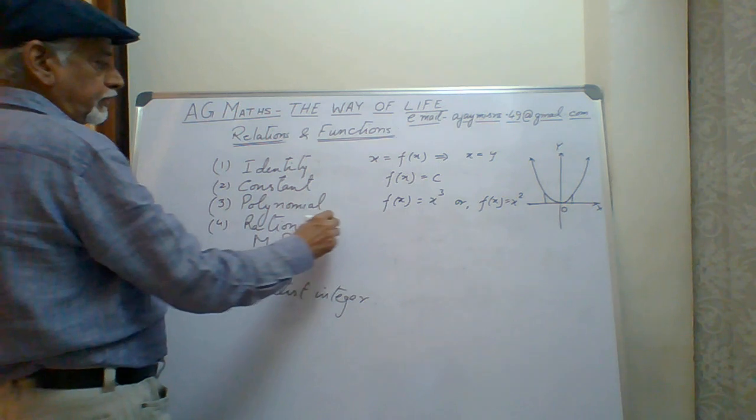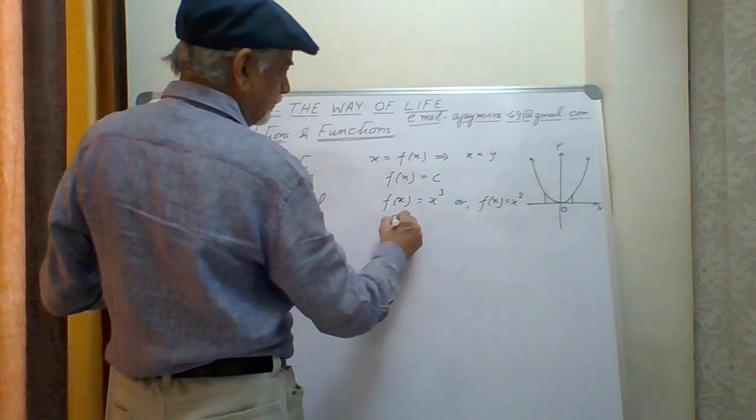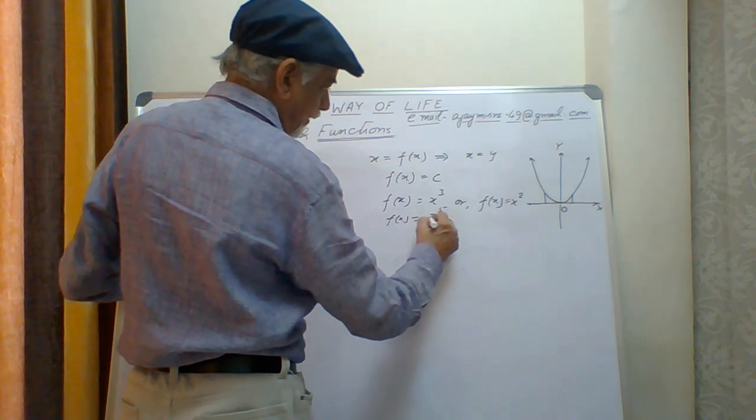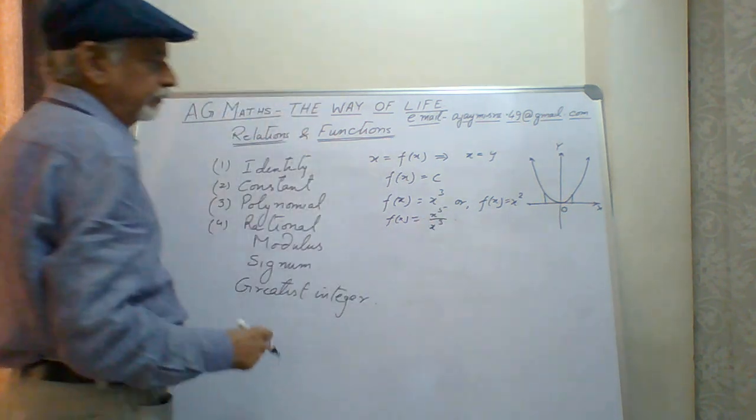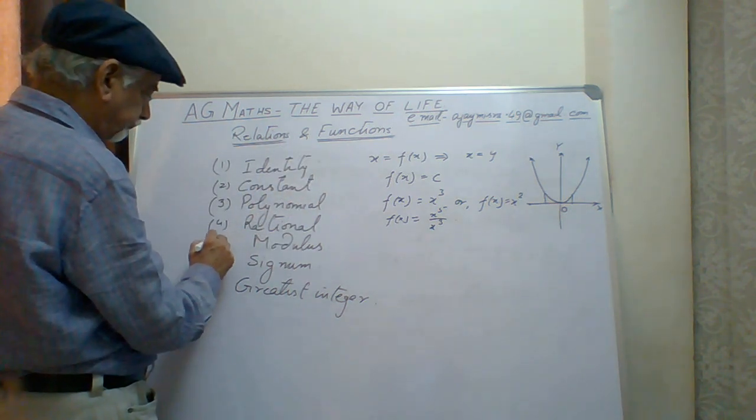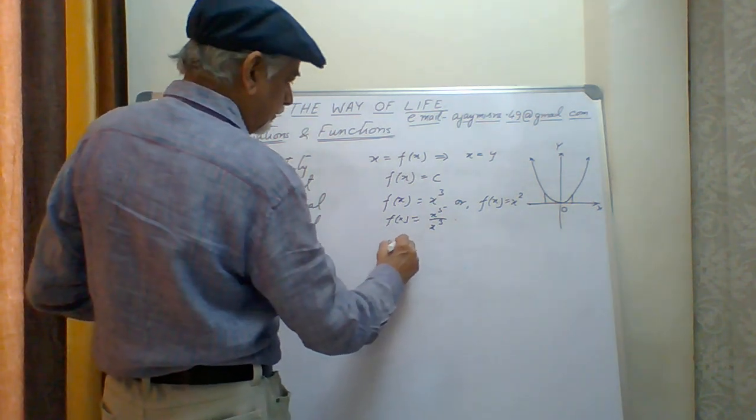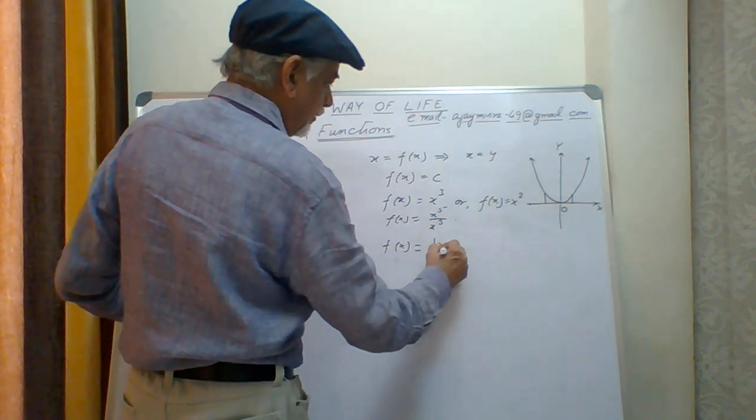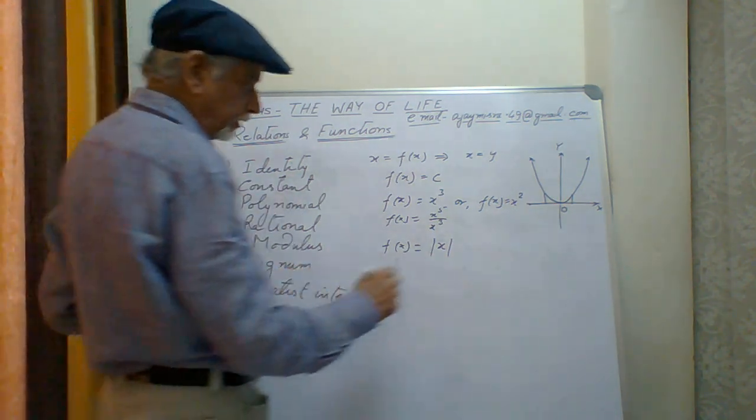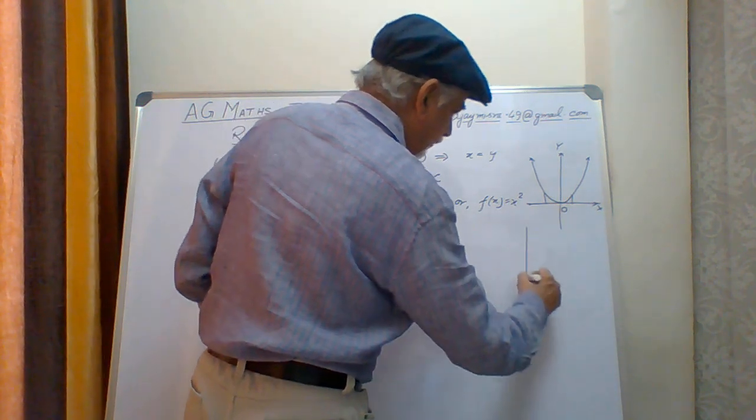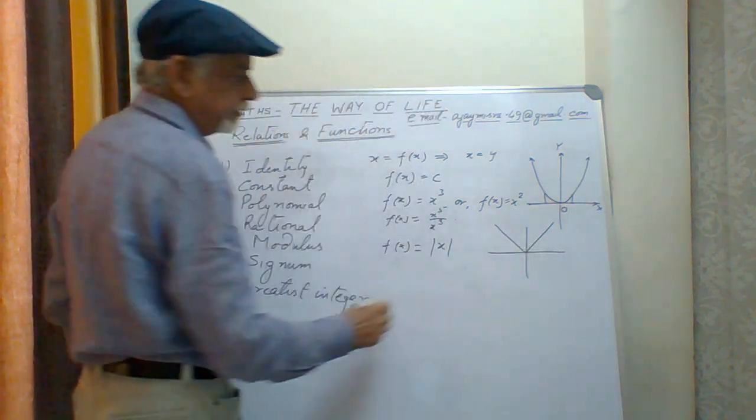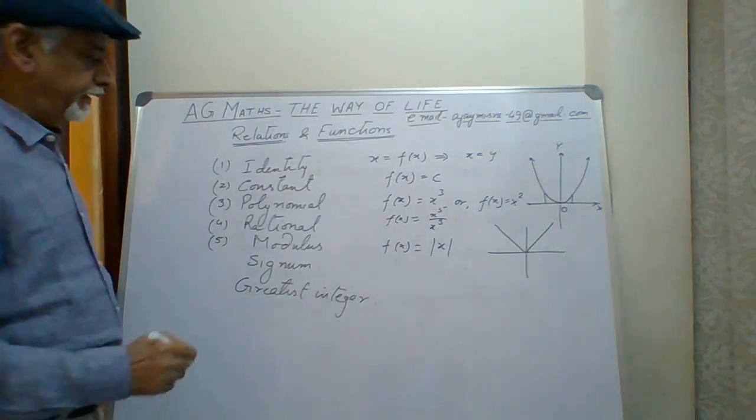Rational functions are normally written as f(x) is equal to, say, x to the 5 by x cube, or multiplications or additions. Now, the modulus function is defined like this. For this, we know that these are all positive values. So the graph will look like the mirror image of the left side onto the right side.